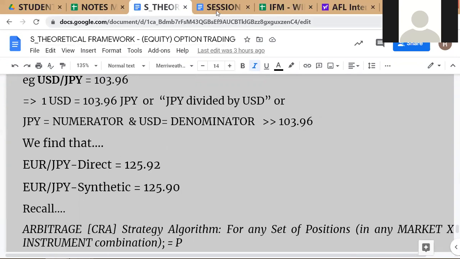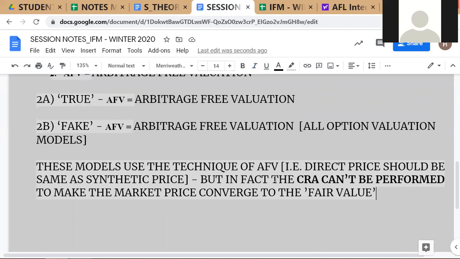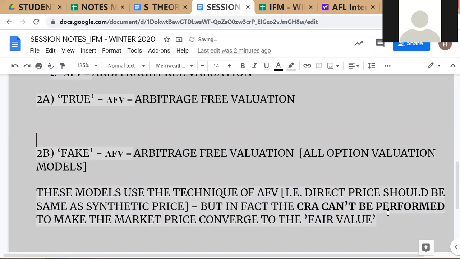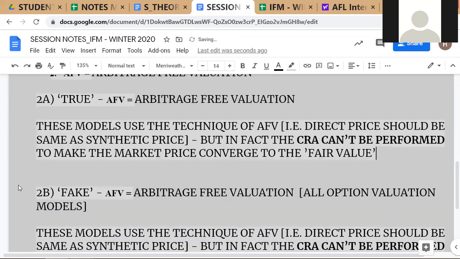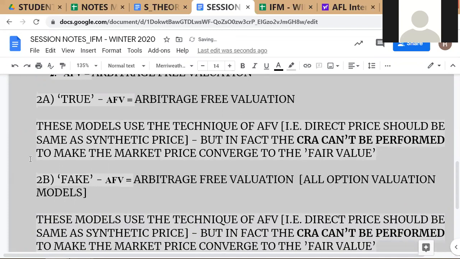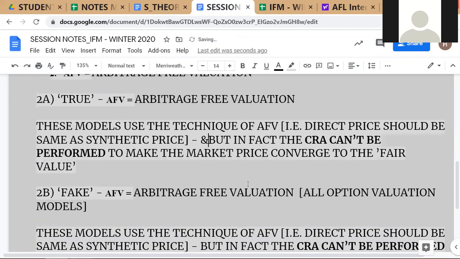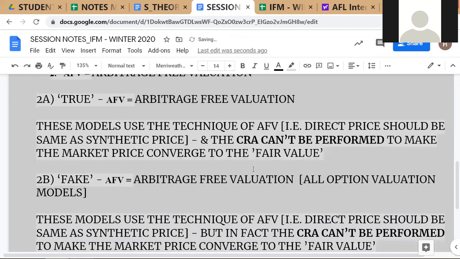In the case of fake AFV, since the CRA can't be performed, you don't have any pressure to make the market price converge to the fair value. That's why it's fake. And in the case of true AFV, we can give you examples, okay? These are already given in the sheet. I'm not writing them here, but the main thing is that here the difference is the CRA can be performed.